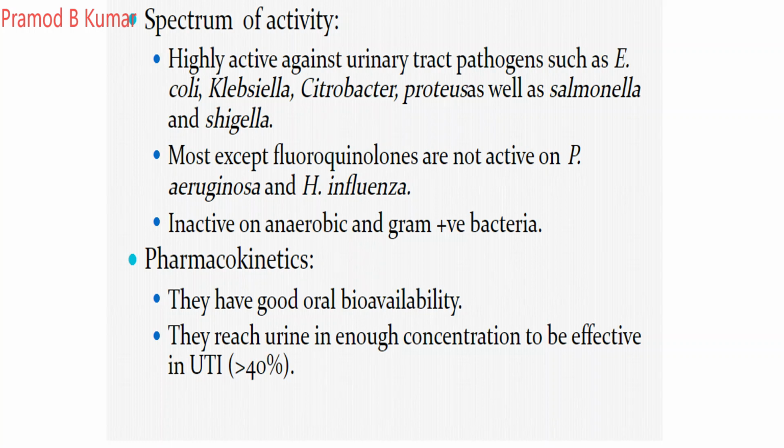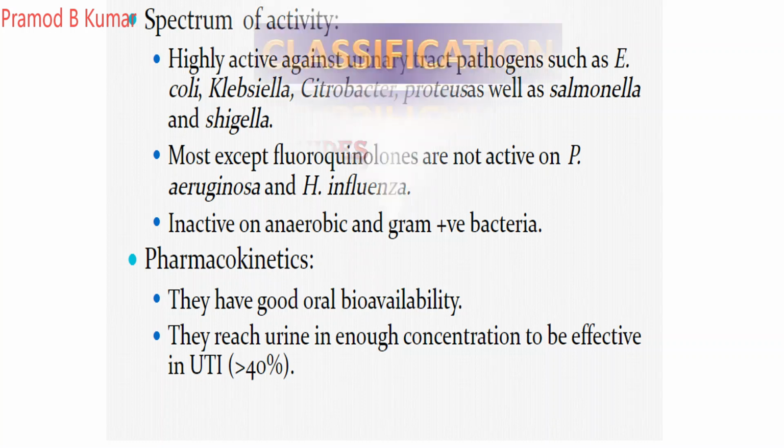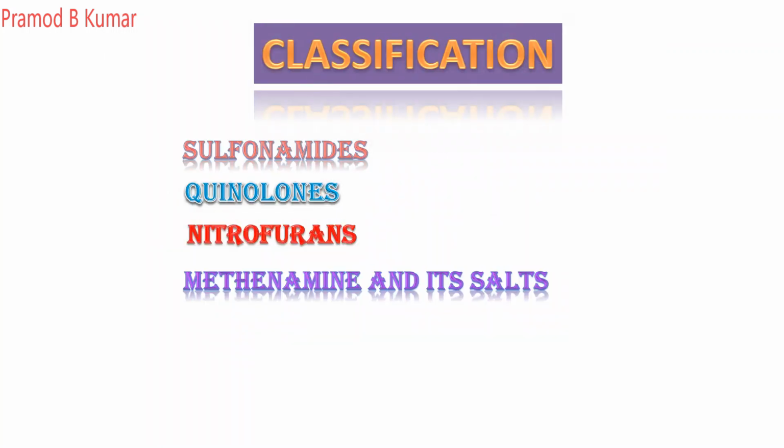Most fluoroquinolones are not active against Pseudomonas aeruginosa; only some fluoroquinolones are active against Pseudomonas aeruginosa. They are inactive against anaerobic and gram-positive bacteria. They have good bioavailability. Pharmacokinetically, they are well absorbed orally and reach urine in enough concentration to be effective in the UTI. So they have increased concentration in your urine. Okay, so that's why they are more effective. Now let's go for the classification.